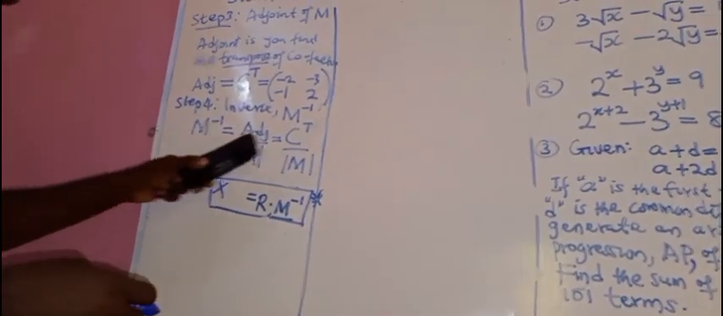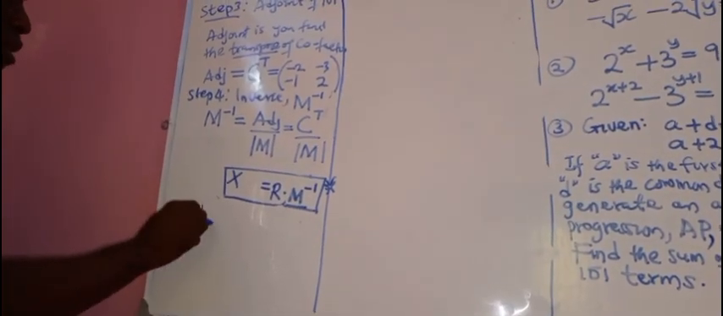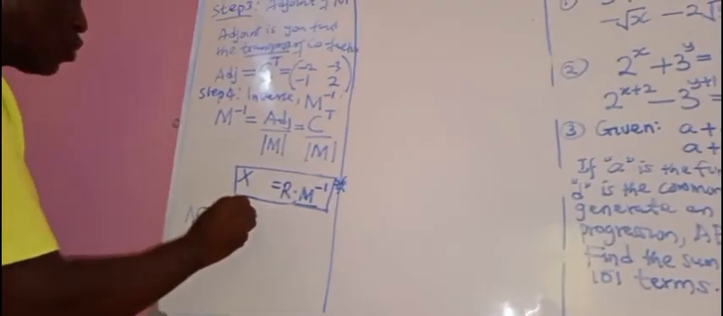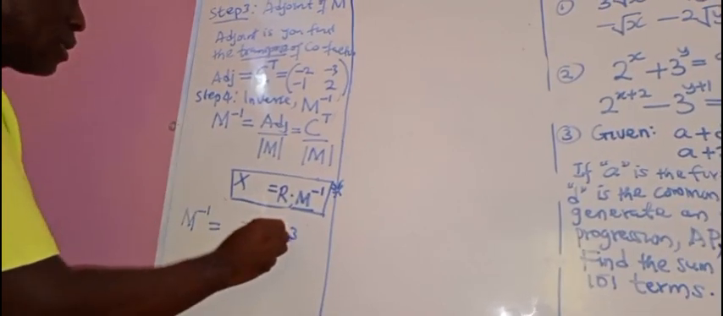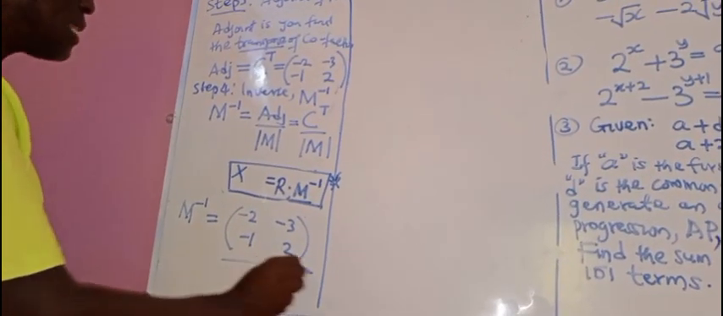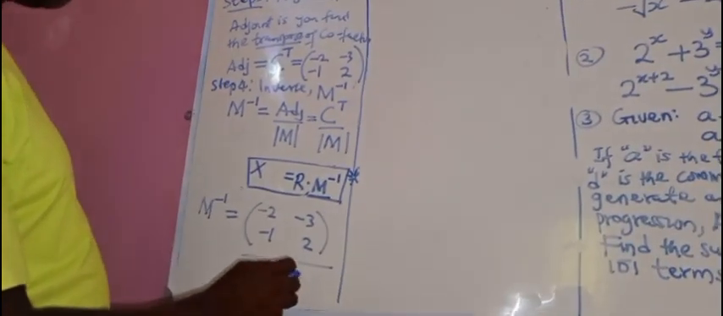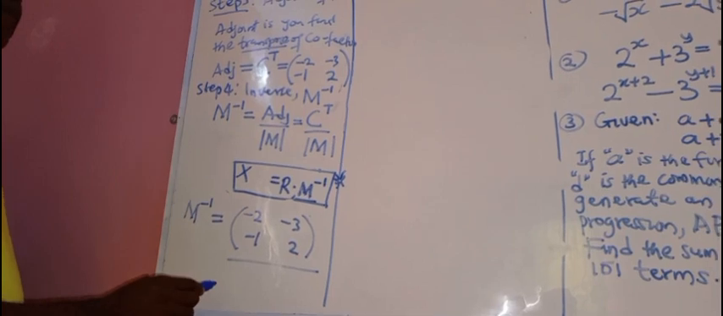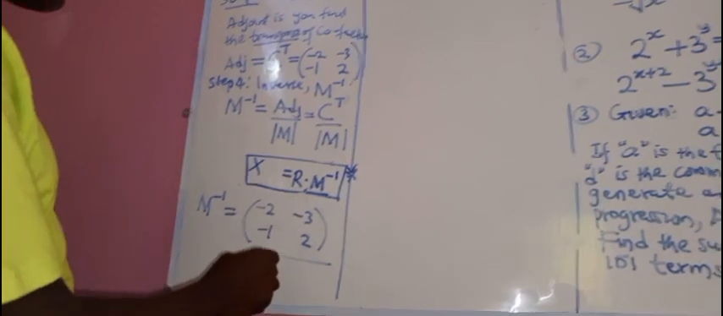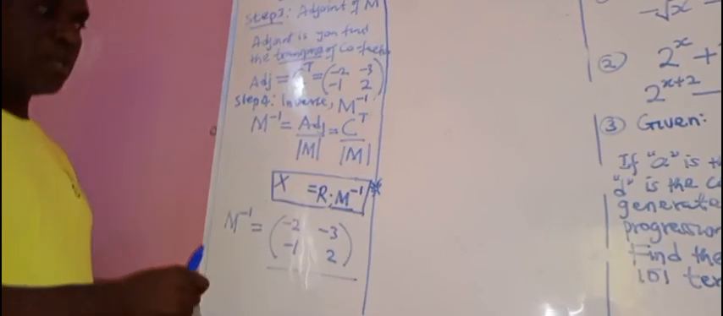Now, this inverse, M raised to power minus 1, is the transpose of the cofactor, minus 2, minus 3, minus 1, 2, divided by the determinant. What did you get for the determinant the other time? I cannot recall properly now. We got... oh my God, I've cleaned it.